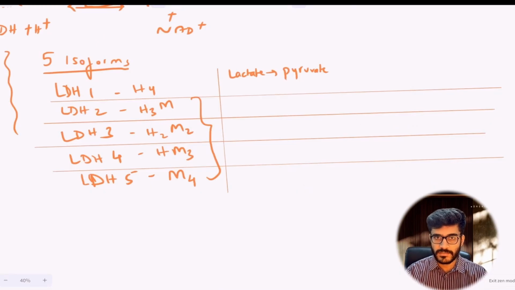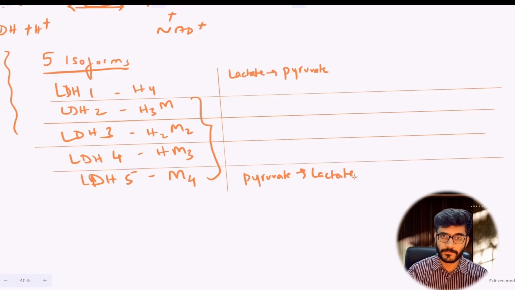Think of it as the diligent batsman who ensures the score is kept steady. LDH5, on the other hand, is most common in muscles or liver. It has lower affinity for lactate, and it mostly favors the pyruvate to lactate conversion. Its role is more in skeletal muscle during intense exercise, for example, maybe a kabaddi match.